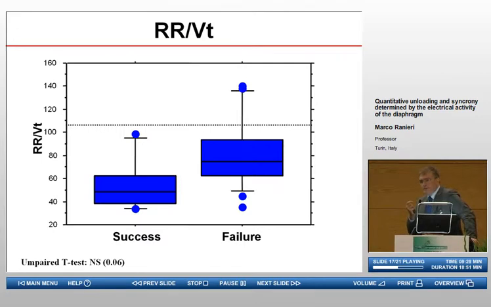The ability to predict weaning failure was compared to the gold standard, that is the respiratory rate to tidal volume ratio as originally proposed by Martin Tobin. And as you can see, in this series of patients, there is no clear cut between success and failure. There is a signal, but it's not clear.